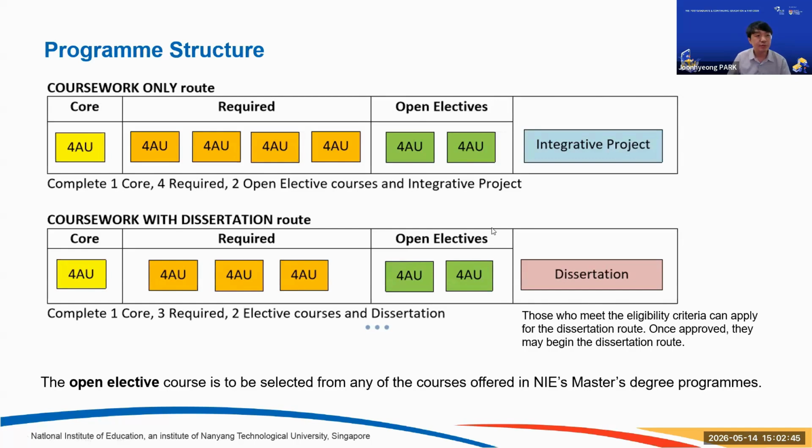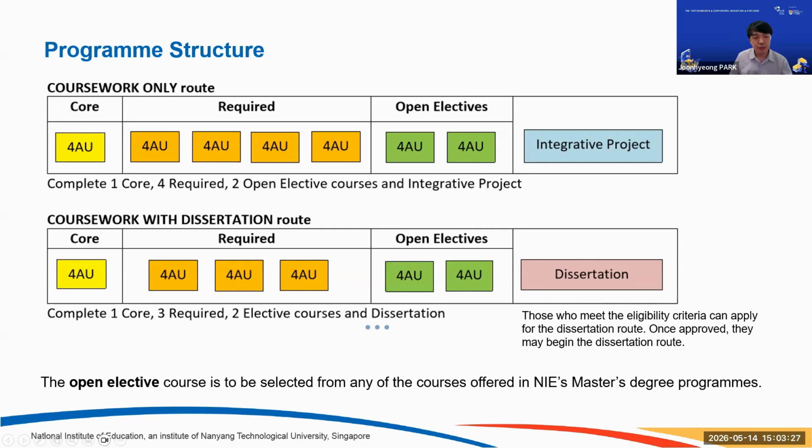Let me introduce some program structure. This is a coursework program. If you are joining as a full-time student, you are required to complete core required courses, open electives and integrated project courses within typically 1 year. But if you are joining as part-time, then you can expect a different kind of arrangement.